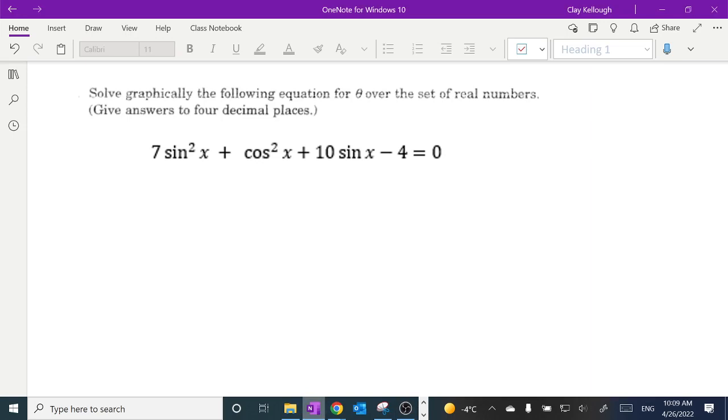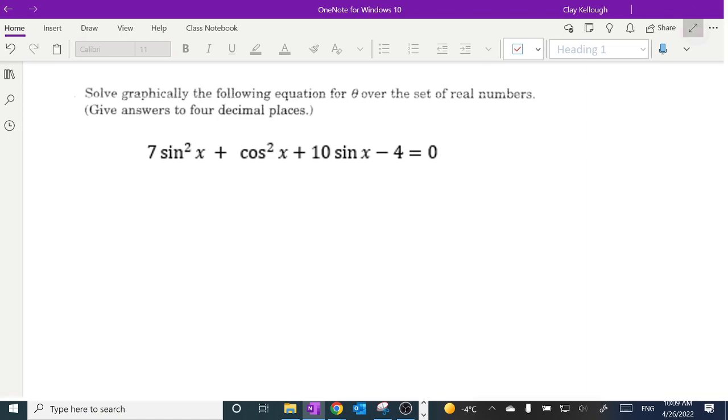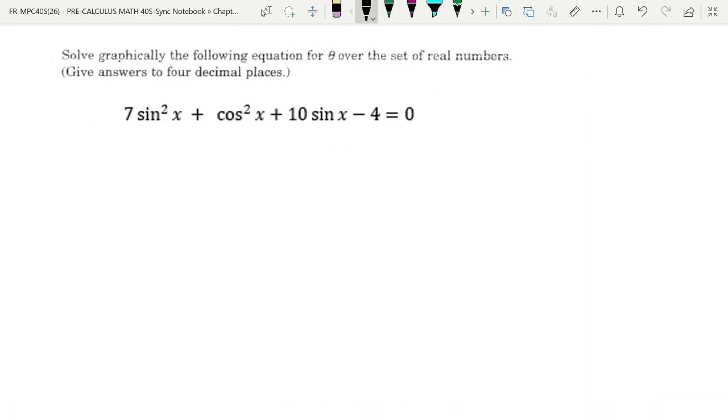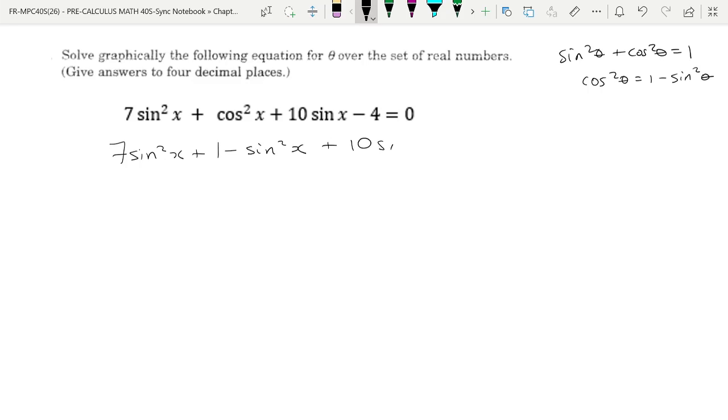Here's what I did. I realized that this cos squared x is kind of in the way. I kind of want to get rid of that. So what I'm going to do is change cos squared. Since I know that sine squared theta plus cos squared theta is 1, I know that I can replace cos squared theta with 1 minus sine squared theta. So that's what I'm going to do. I'm going to replace that cos squared theta with 1 minus sine squared theta. Or in this case, x. I keep saying theta, but this one's an x.